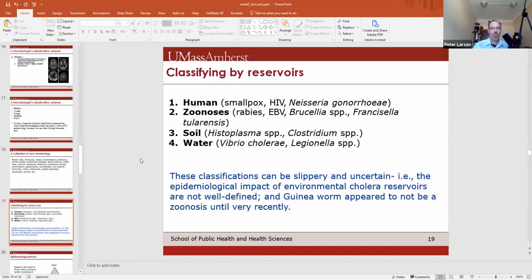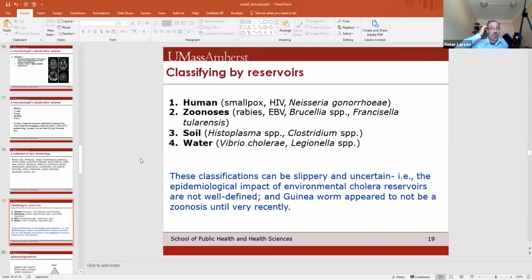So, human reservoirs, zoonotic reservoirs. Soil can be a reservoir. So for example, histoplasma, clostridium, tetanus is a soil-based pathogen. Anything you can get from the soil, water reservoirs. There's a number of waterborne diseases out there, cholera, for example, Legionella.